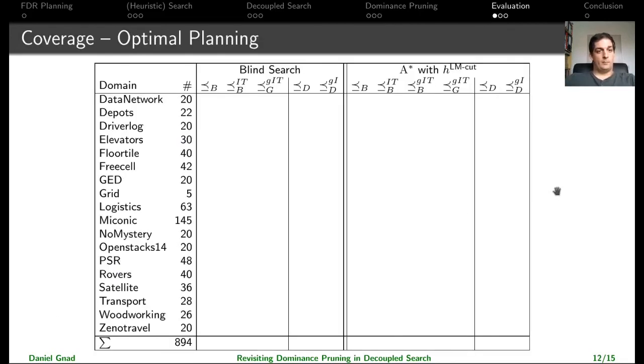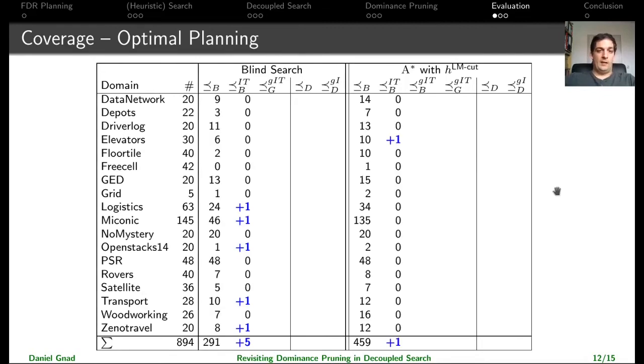So let's look at some experimental results. Here for optimal planning, this is really where strong pruning has the highest influence, because you need to search quite large search spaces. On the left we have blind search, and on the right we have A star with LM-cut.